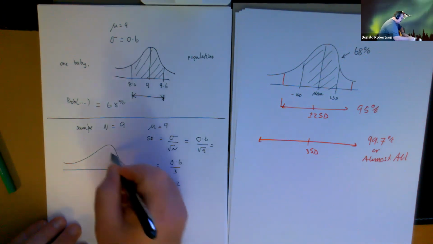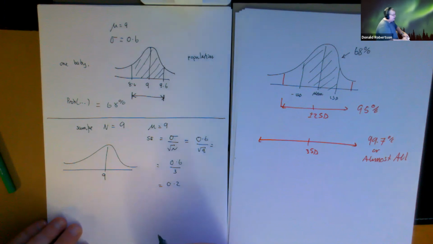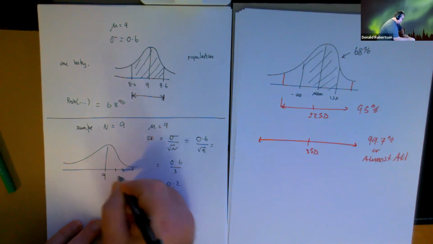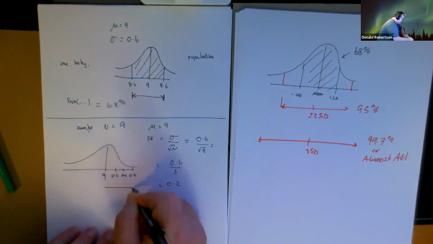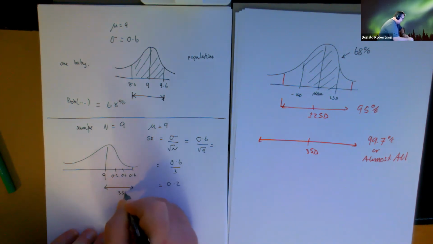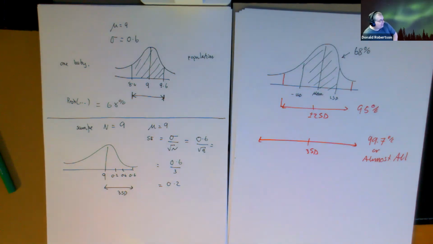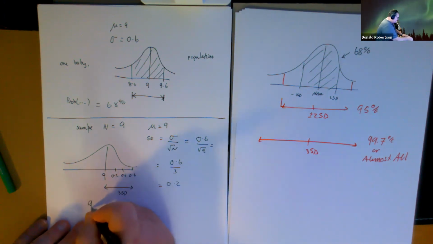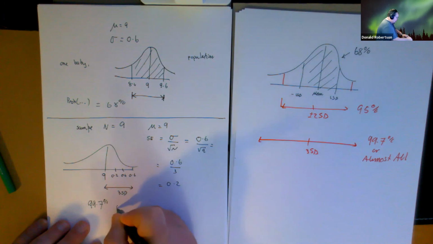Now if you put 9 in here and you do 0.6, isn't that 3 standard deviations away from the mean? So the chances that you get an average that's within 0.6 of the mean is 3 standard deviations away. So the answer to that will be 99.7%, or almost all.